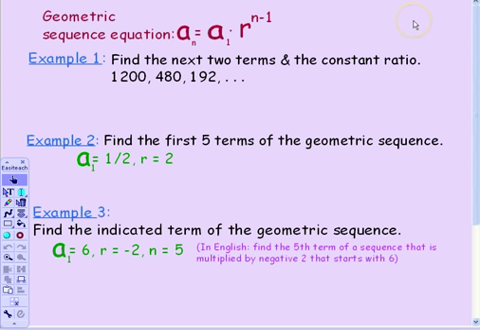Here's where we're going to use some geometric sequence equations. The first example, again, pause the video, copy these down, and then I'll go through and explain them. In example 1, it says to find the next two terms and the constant ratio. So what we're going to do is first start dividing.